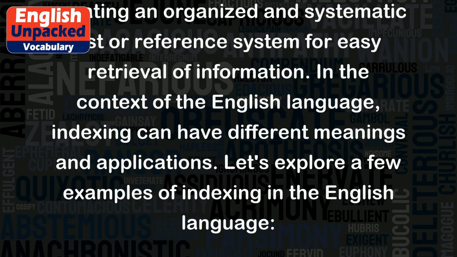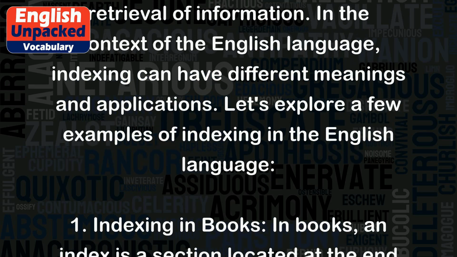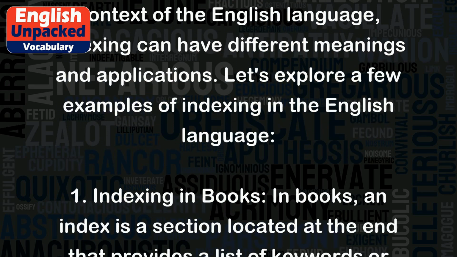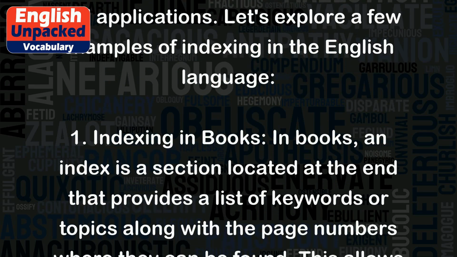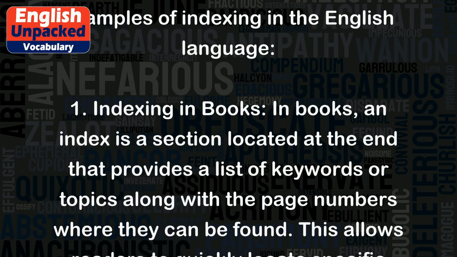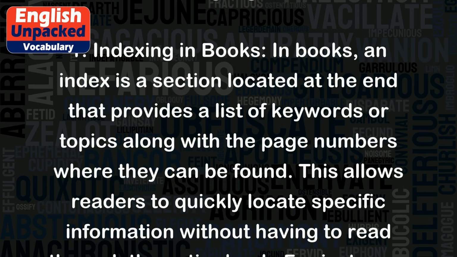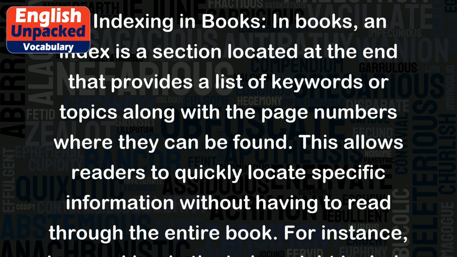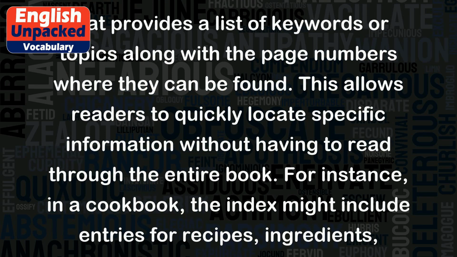Let's explore a few examples of indexing in the English language. 1. Indexing in books. In books, an index is a section located at the end that provides a list of keywords or topics along with the page numbers where they can be found. This allows readers to quickly locate specific information without having to read through the entire book.